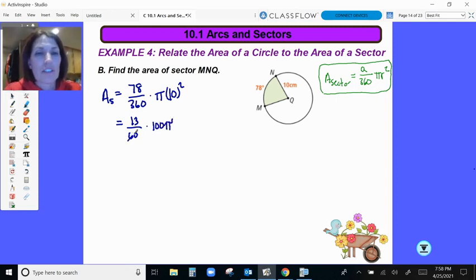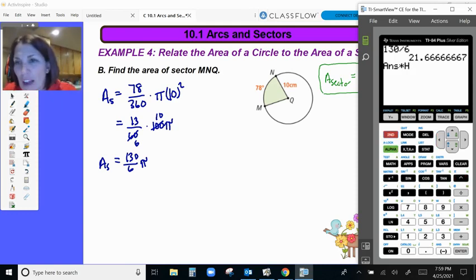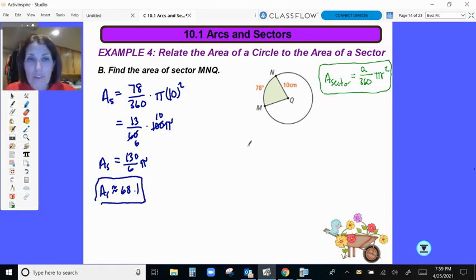Okay, well, 10 will go into 60 6 times, and 10 goes into 100 10 times. So we end up with this 130 over 6 pi. So this is, if you remember, my exact answer, right? And if I want to get an approximate answer, then I would take 130 divided by 6, and I would multiply that by my pi. It'd be about 68.1. So the area of my sector would be approximately 68.1, depending on if they ask you for an exact answer or an approximation.